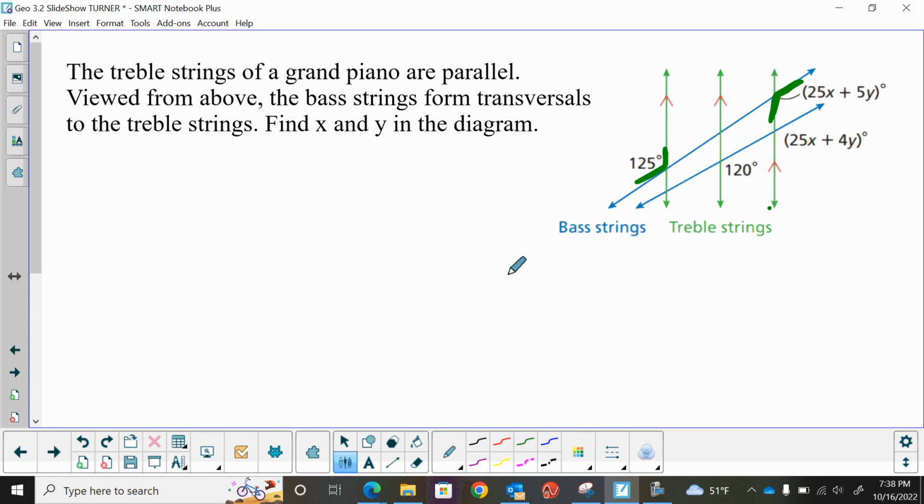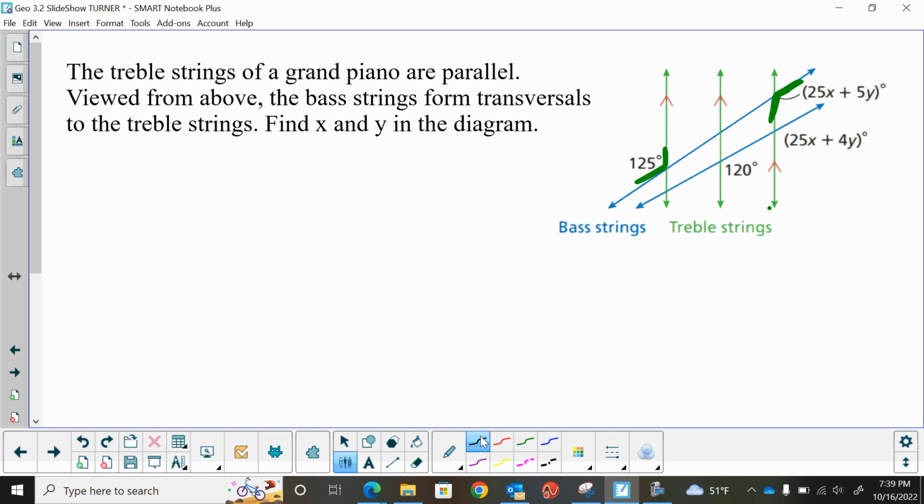If we just ignore for a second, I'm going to cover up that bottom line. Just ignore that bottom line for right now. We could even ignore this middle green line. You see how we have our parallel lines and then that transversal? So we've got 125 degrees and the 25x plus 5y. See how those are alternate exterior angles. And if it's helpful, rotate your paper around to see it from a different perspective, but those are alternate exterior, which means they're equal to each other. All right, let me bring those lines back.